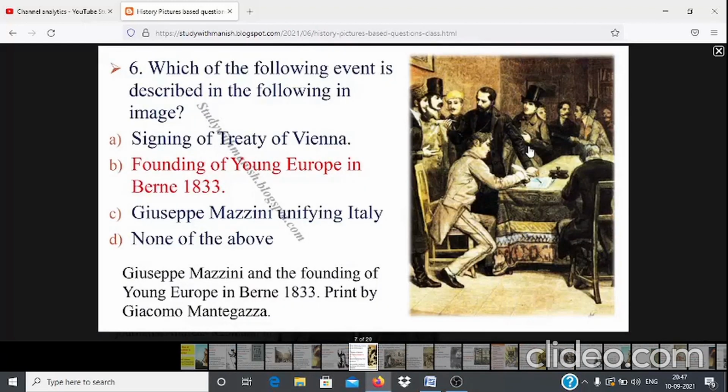Question number 6. Which of the following events is described in the following image? A. Signing of Treaty of Vienna, B. Founding of Young Europe in Bern 1833, C. Giuseppe Mazzini unifying Italy, D. None of the above. And the correct answer is founding of Young Europe in Bern 1833.